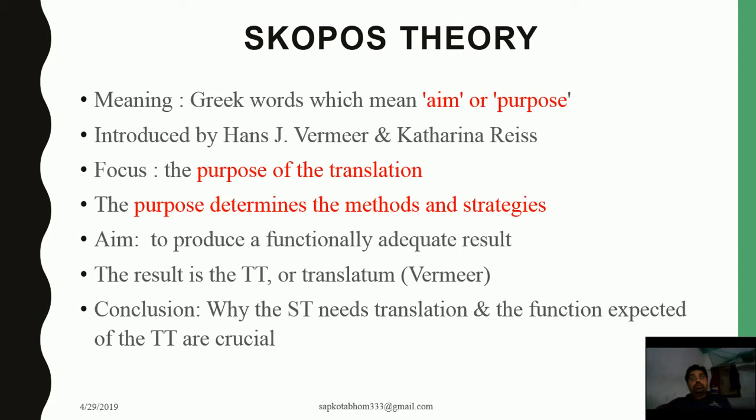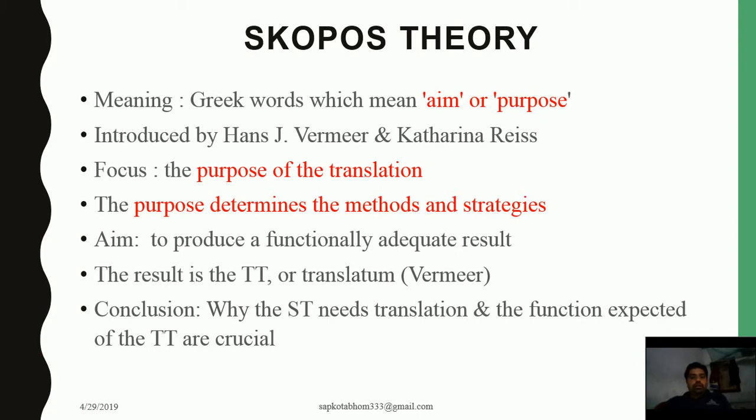At last, the Skopos theory, which is very useful in the functional way of translation. Here, Skopos means aim or purpose. Skopos is a Greek word. It denotes aim or purpose. This Skopos theory was introduced by Hans J. Vermeer and Katharina Reiss. These are the advocates of the Skopos theory in translation. The main focus of this theory is the purpose of the translation. The translation should focus on what the purpose of the translation is.